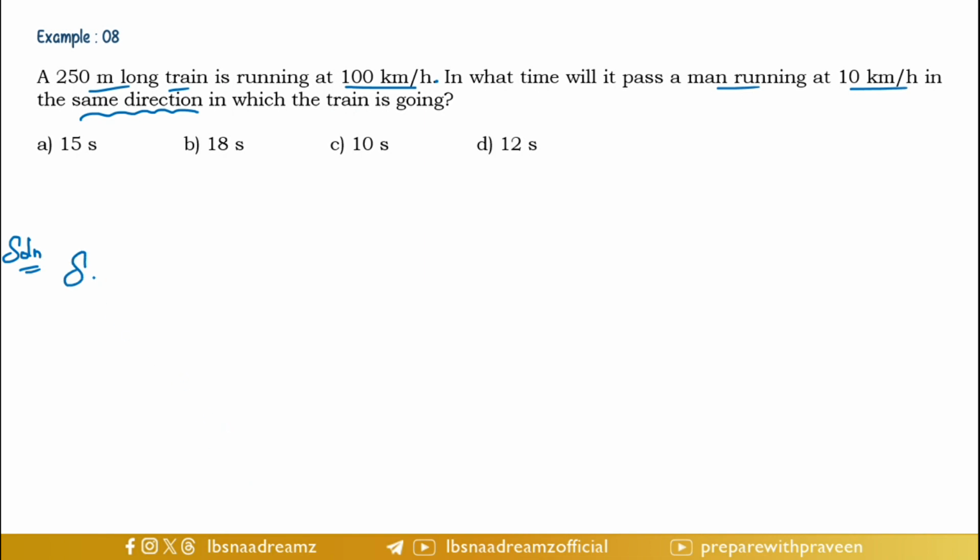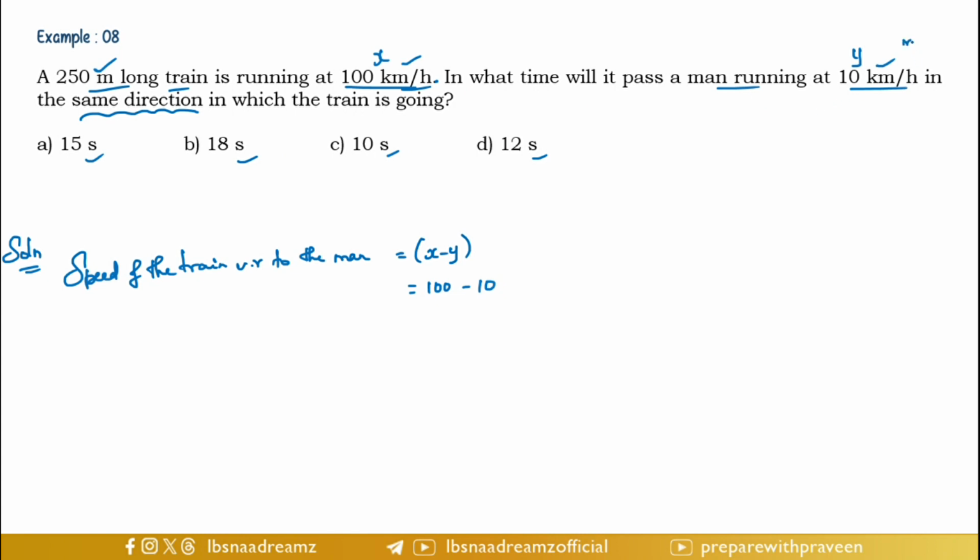So the speed of the train with respect to the man is equal to x minus y. Here this is x and this is y. So 100 minus 10. See, the question has given kilometer per hour, and in the answer they have given seconds, right? So you have to convert kilometer per hour into meter per second. 100 minus 10 is equal to 90.